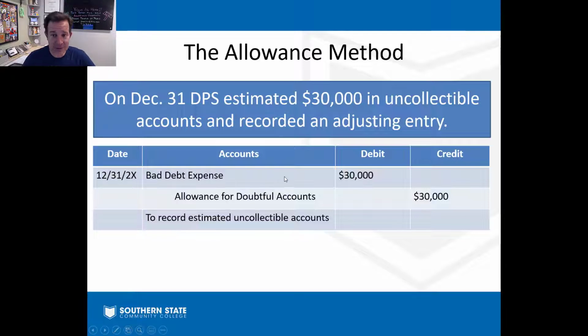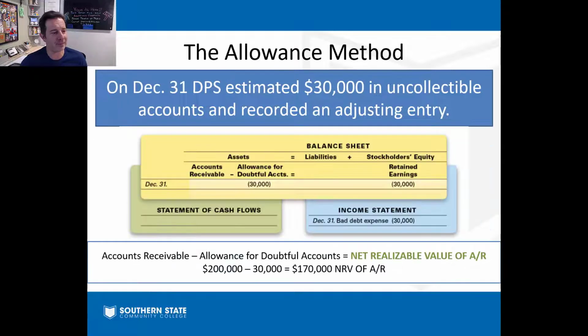That part's the exact same as it was in the direct write-off method. The difference is our credit account. Because we don't know specifically which accounts that's going to hit, I can't credit accounts receivable and take it out of the different individual accounts that make up accounts receivable. So I've credited allowance for doubtful accounts to record that estimated amount.